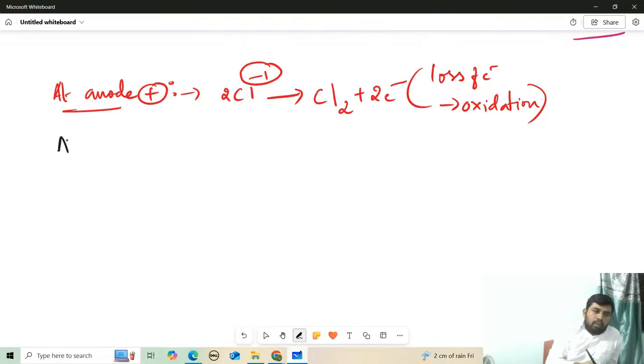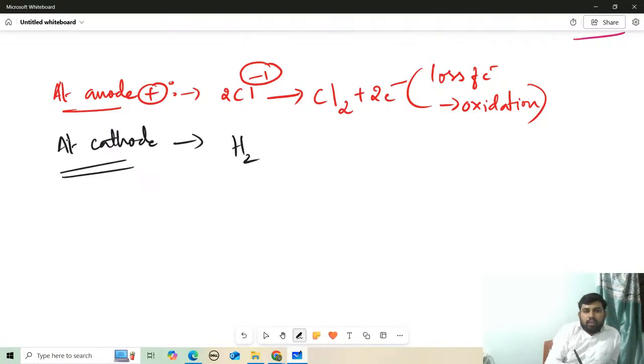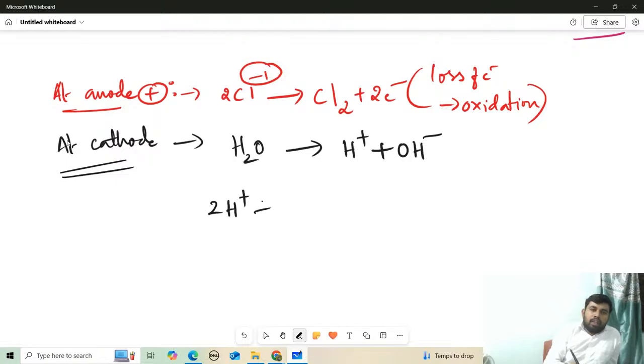Now I'll write at the cathode. At cathode, what happens, sir? This water was there. This water will be split into H plus ions and OH minus ions. Okay, this water, these two H plus ions will gain two electrons, which came from the chloride.